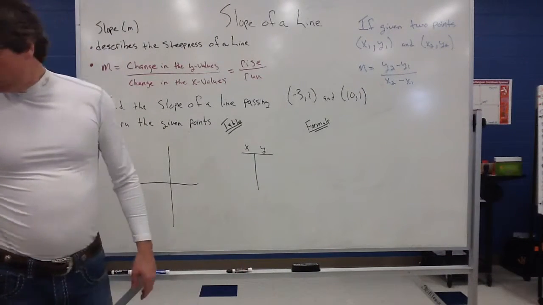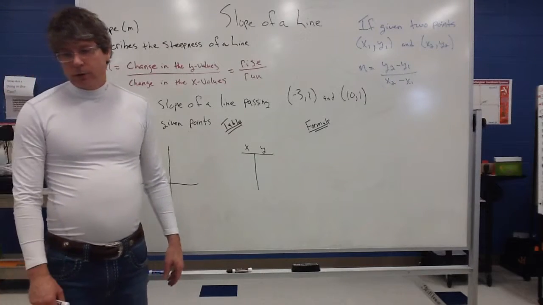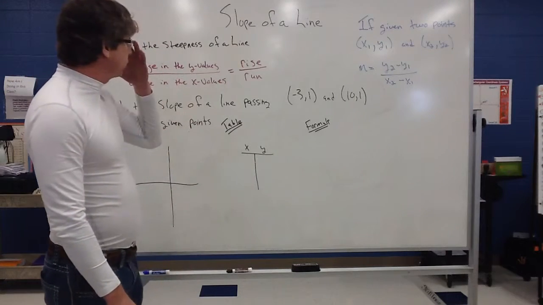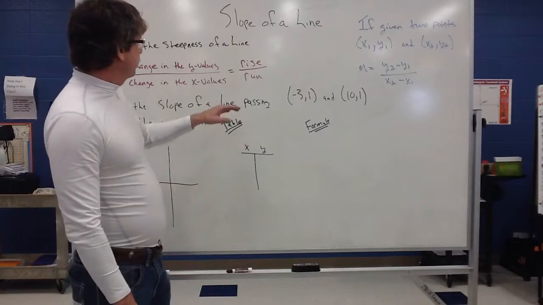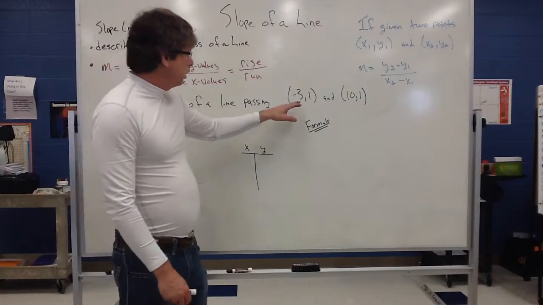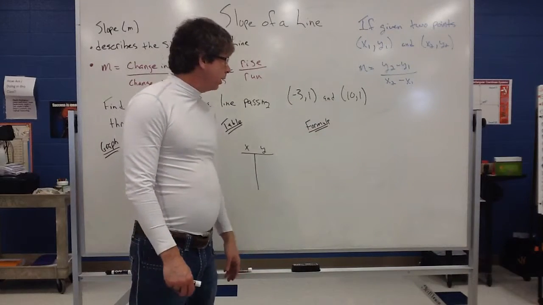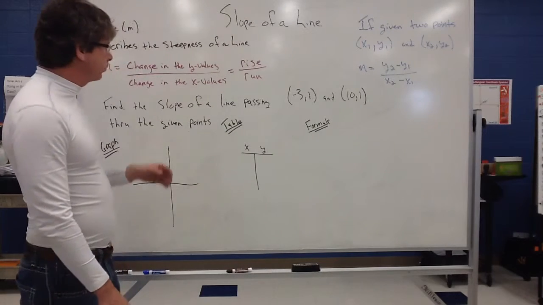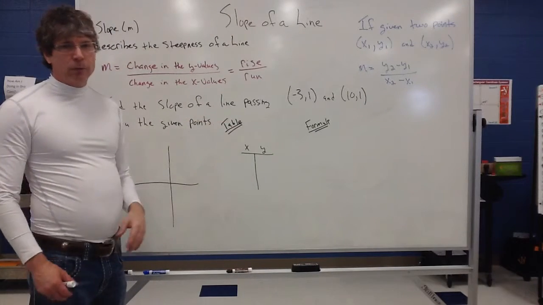I think we're on the home stretch with slope as far as given 2 points. I think this is the last example we're going to look at with given 2 points. So I'm given -3, 1 and this ordered pair 10, 1. And I want to find the slope of the line that passes through those points.